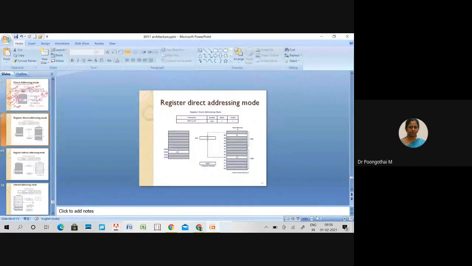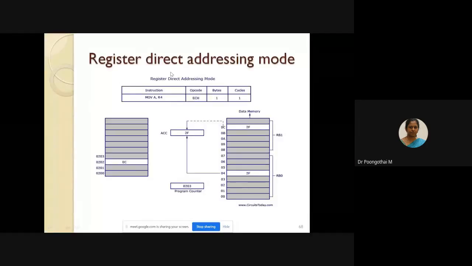So the next addressing mode is register direct addressing mode. Here we use the names of the registers. We can use register names directly as the source operand. Example: MOV A, R4. So what is the operation of this MOV A, R4? Please tell me. It moves whatever data is present in the register R4 to the accumulator.